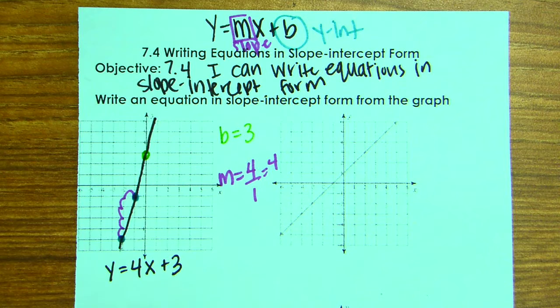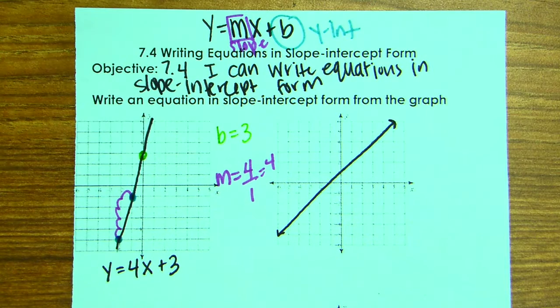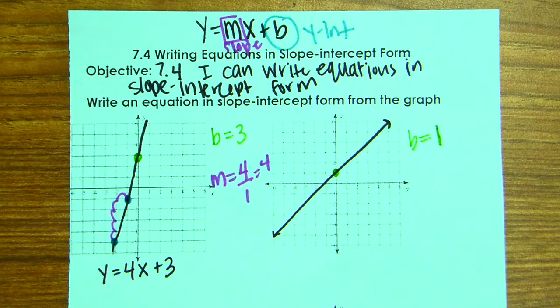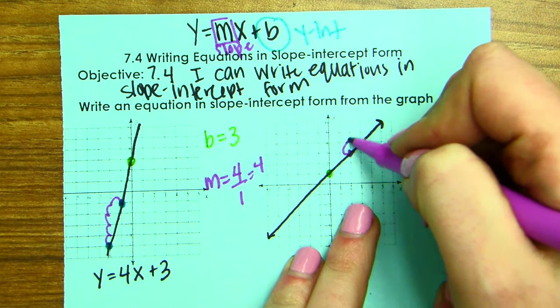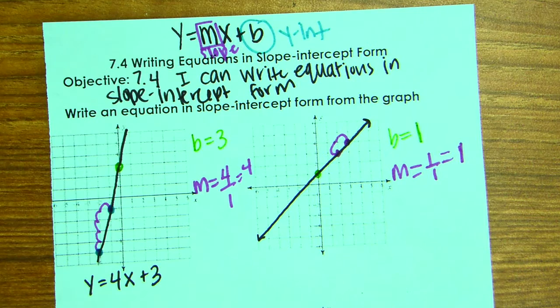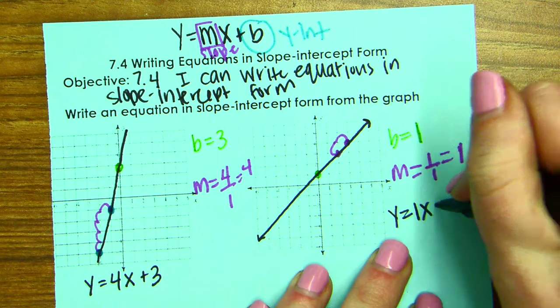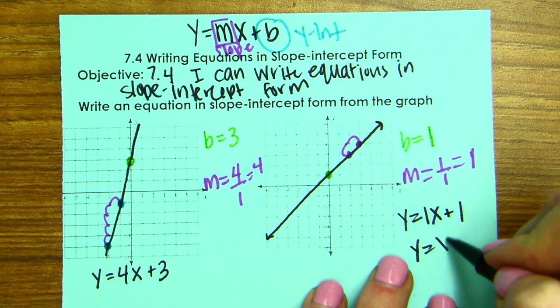Okay, I'm going to go on to the second one, and first I'll darken the line a little bit so it's easier to read. I always start with b. Where does my line cross my y-axis? This one crosses right here at positive 1. Then I find my slope, using points where it goes through the corner of the graph paper. I'm going to use these two. It goes up 1 to the right 1, so I put 1 over 1 for my slope. That simplifies to just 1. So my equation is y equals 1 times x plus 1, which I can simplify to y equals x plus 1.